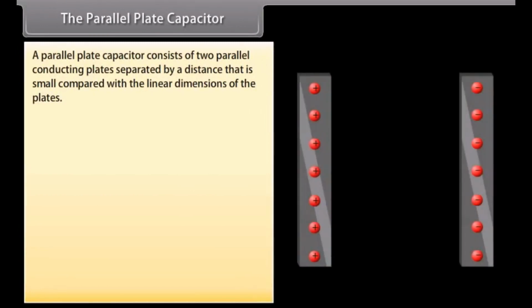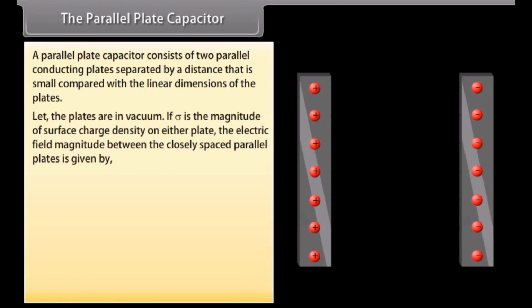The parallel plate capacitor. A parallel plate capacitor consists of two parallel conducting plates separated by a distance that is small compared with the linear dimensions of the plates. Let the plates be in vacuum. If sigma is the magnitude of surface charge density on either plate, the electric field magnitude between the closely spaced parallel plates is equal to sigma upon epsilon naught, but sigma is equal to Q by A.